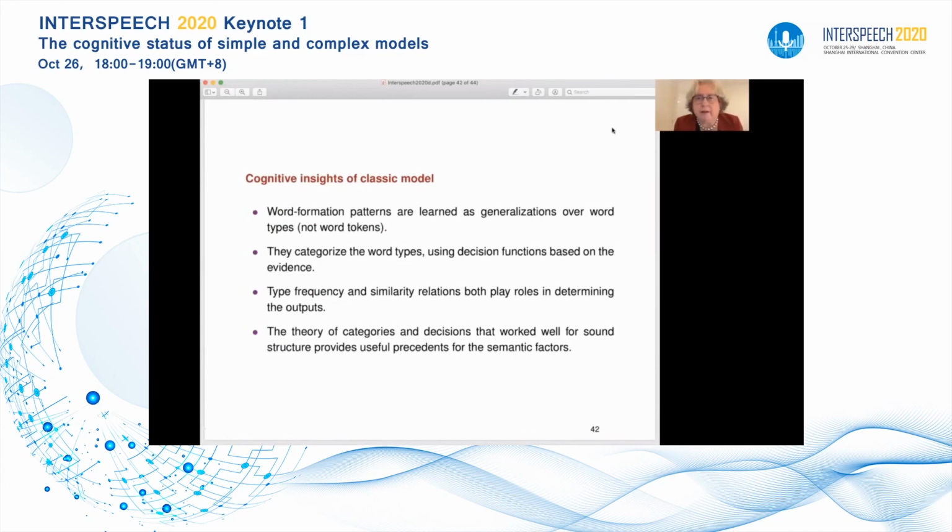Now I'm going to come back to the cognitive insights of the classic model. So first, word formation patterns are learned as generalizations over word types and not word tokens. And they categorize the word types using decision functions based on the evidence. And type frequency and similarity relations both play roles in determining the outputs. And finally, the theory of categories and decisions that worked well for sound structure seems to provide useful precedents for semantic factors.